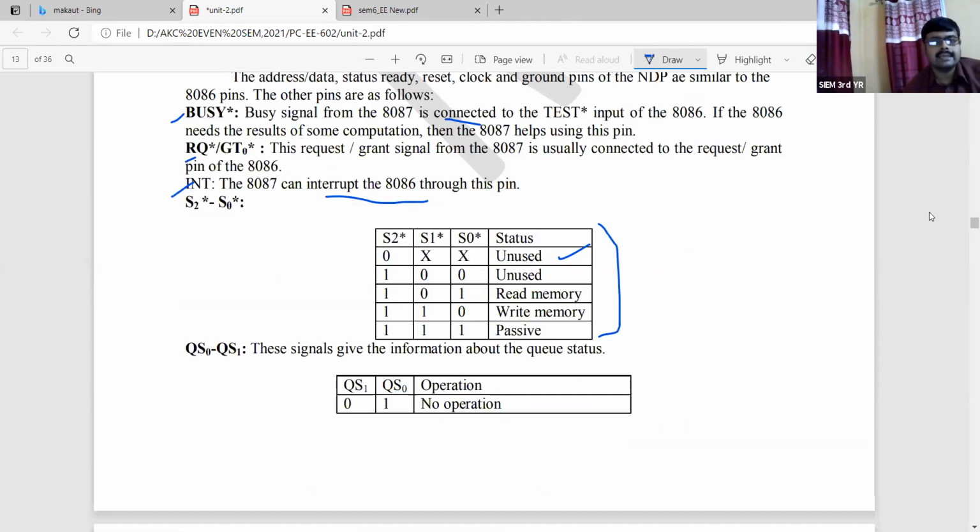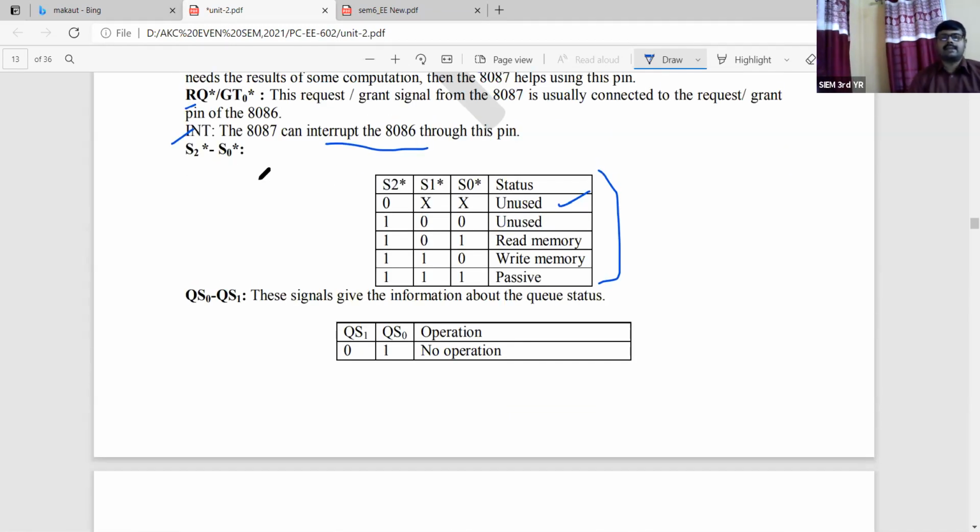Now, depending upon these three status signals, S2 bar, S1 bar, S0 bar, if you see the combination, we can define the status. Again, I am repeating the chart. If S2 bar is 0, whatever the status of S1 bar and S0 bar, the status will be unused. If S2 bar is 0, then whatever the cross means, whatever the status of S1 bar and S0 bar, the status will be unused.